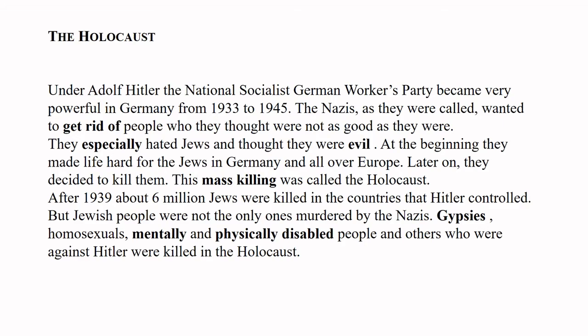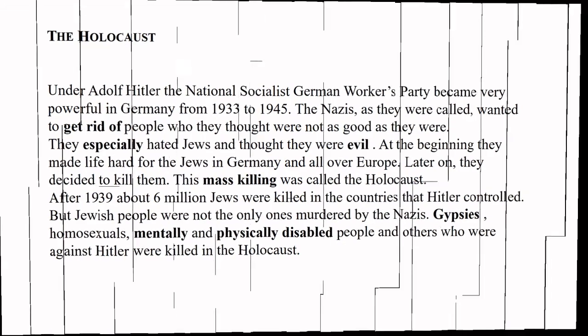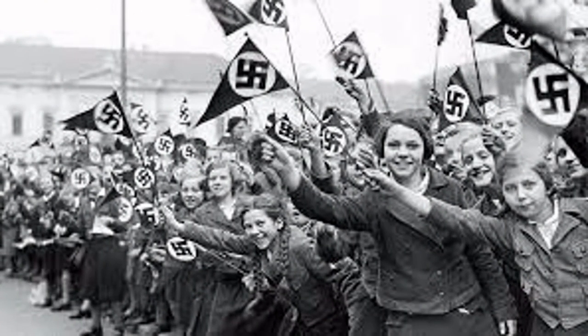After 1939 about 6 million Jews were killed in the countries that Hitler controlled. But Jewish people were not the only ones murdered by the Nazis. Gypsies, homosexuals, mentally and physically disabled people and others who were against Hitler were killed in the Holocaust. Hating Jews and treating them badly is called antisemitism.